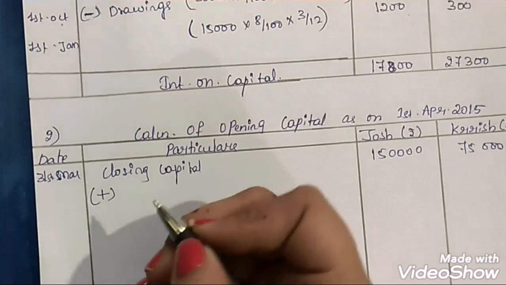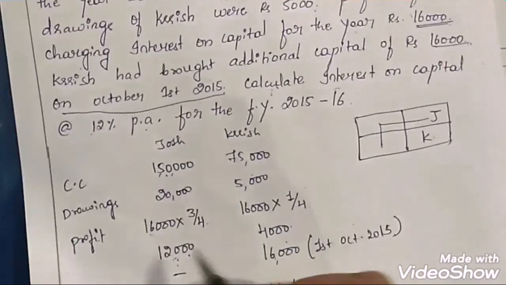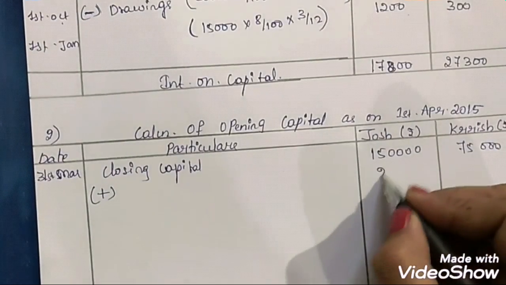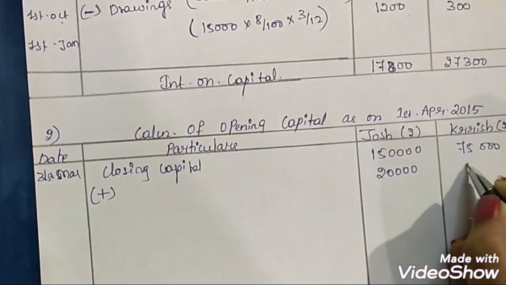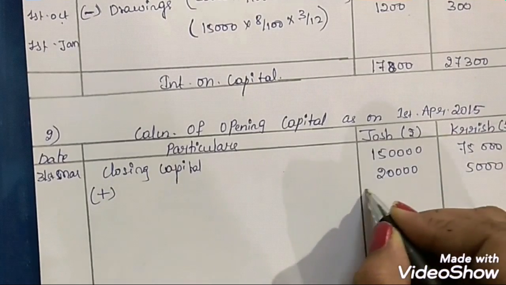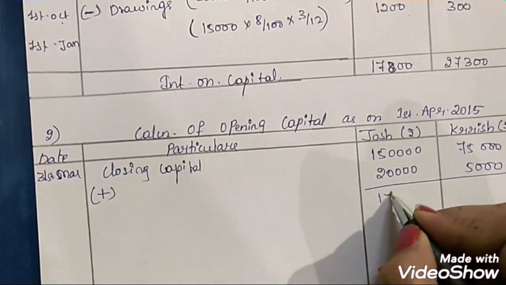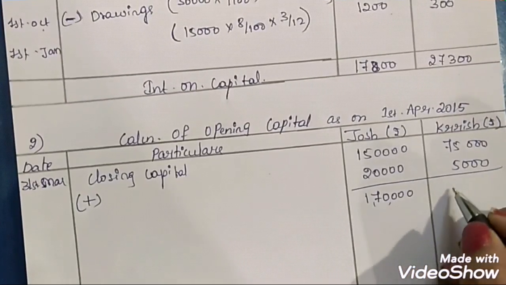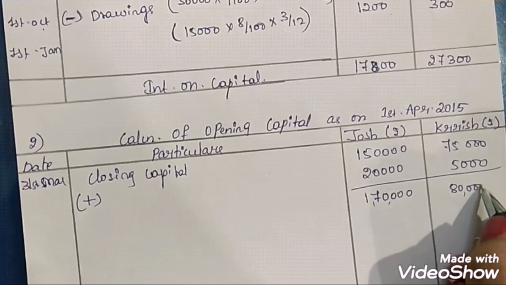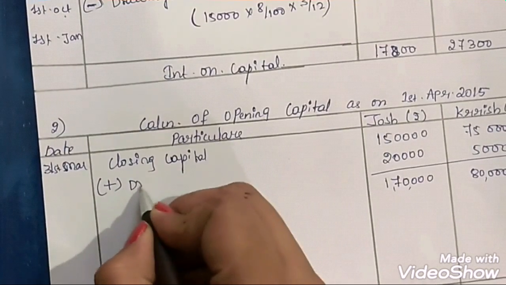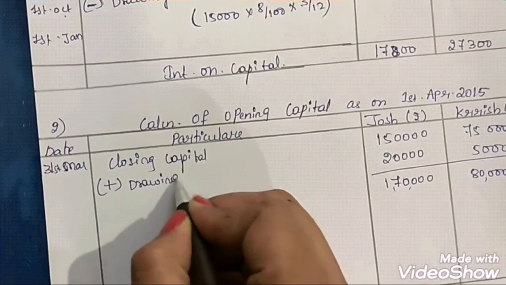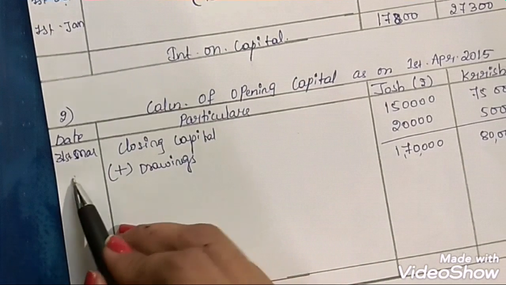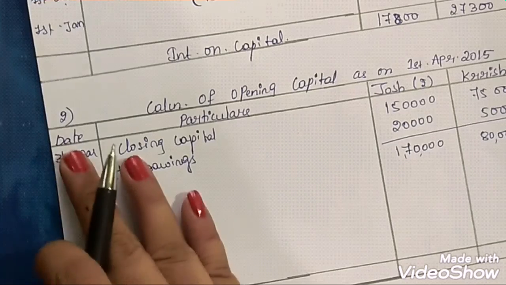Okay, then what we need to do? We need to add the drawings. So drawings are 20,000 and 5,000. When we add both of these amounts, we get rupees 1,70,000 and rupees 80,000, right? Next, here add drawings. See here, any particular date for drawings is not mentioned, so we are not writing any date here.